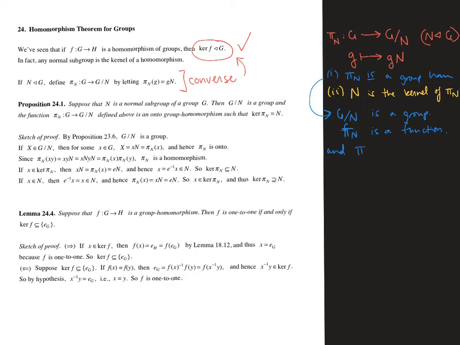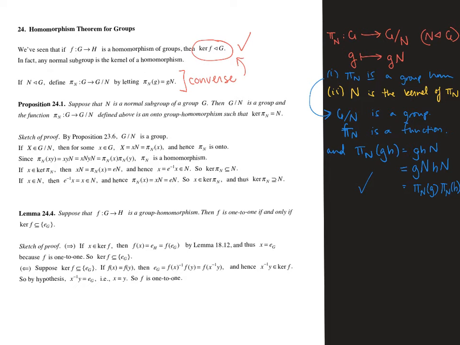And let's think about what happens if we take GH. So what this gives us is the coset GH times N, but we know from one of the propositions about normal subgroups that this is the same thing as GN HN. That's actually how we multiply cosets, and that is the element π_N of G times π_N of H. So it preserves the group operation, and that means that it's a homomorphism.